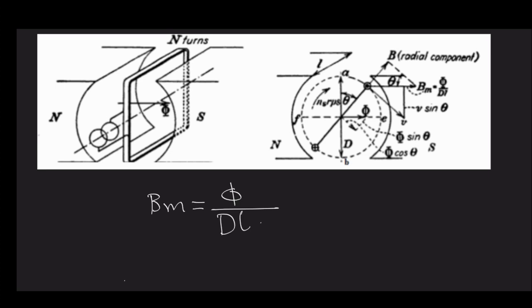Now at that instant when our coil, I have taken this snap from the book of S. Lang's law. Here you can see that when the coil occupies the position indicated by theta, what we can write is that the coil flux, that is for that time the flux psi, will be small phi, phi cos theta, right?